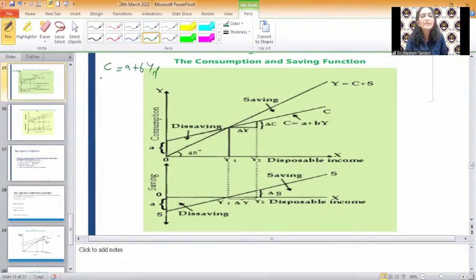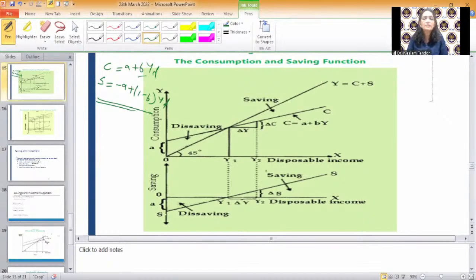If I have to write the saving function, you remember this A was at zero level of income. So this is minus A. What about this? This is MPC. How did we calculate MPS? MPS is 1 minus MPC. So we can write 1 minus B by D. This is the saving function. So through the consumption function, you can get the saving function.